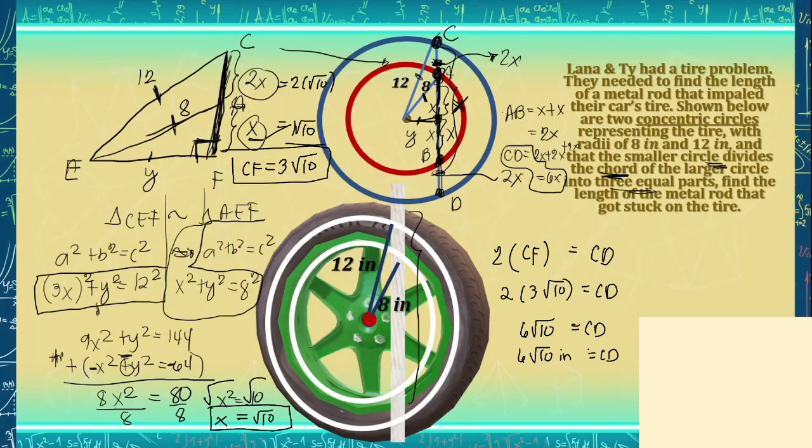And if you want the exact decimal value for that, that should give us essentially 18.97. So 18.97 inches is the length of the rod that was stuck in the tire on Lana and Ty's car. And that's how we solve this problem.